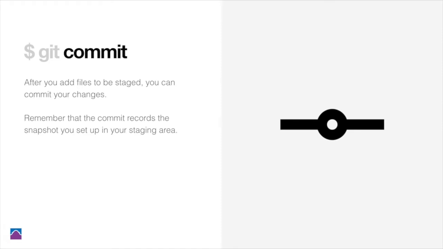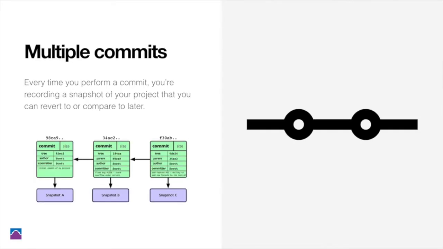When you run git commit, after you add files to be staged, you can commit your changes. Remember that a commit records the snapshot you set up in your staging area. You can do multiple commits. Every time you perform a commit, you're recording a snapshot of your project that you can revert or compare to later. So, going back to that original picture I showed, you can do as many commits as you want. I mean, literally as many commits as you want.